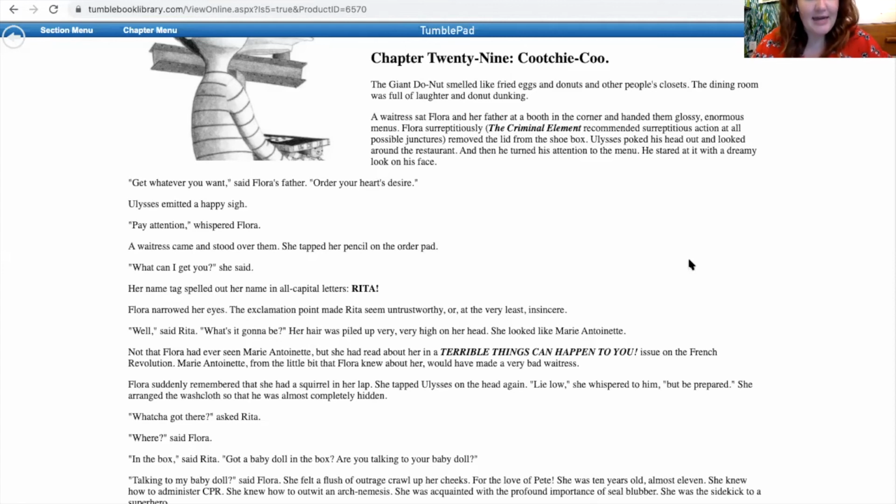She tapped Ulysses on the head again. Lie low, she whispered to him, to be prepared. She arranged the washcloth so that he was almost completely hidden. What you got there? asked Rita. Where? said Flora. In the box, said Rita. Got a baby doll in the box? Are you talking to your baby doll? Talking to my baby doll, said Flora.